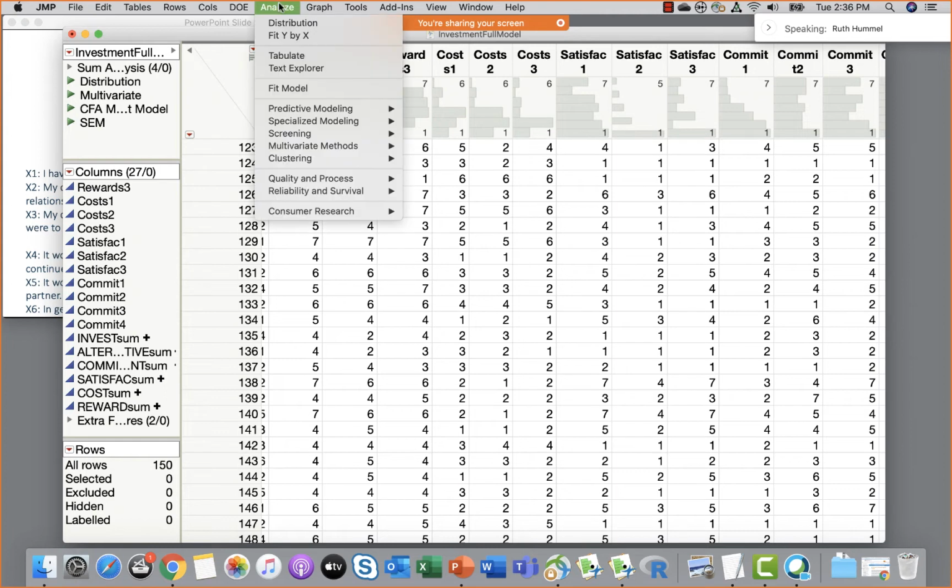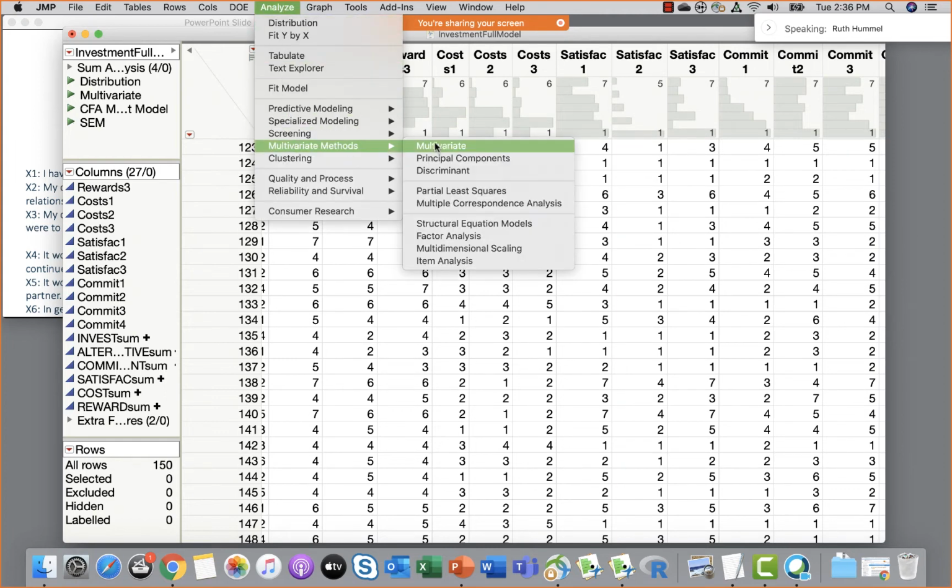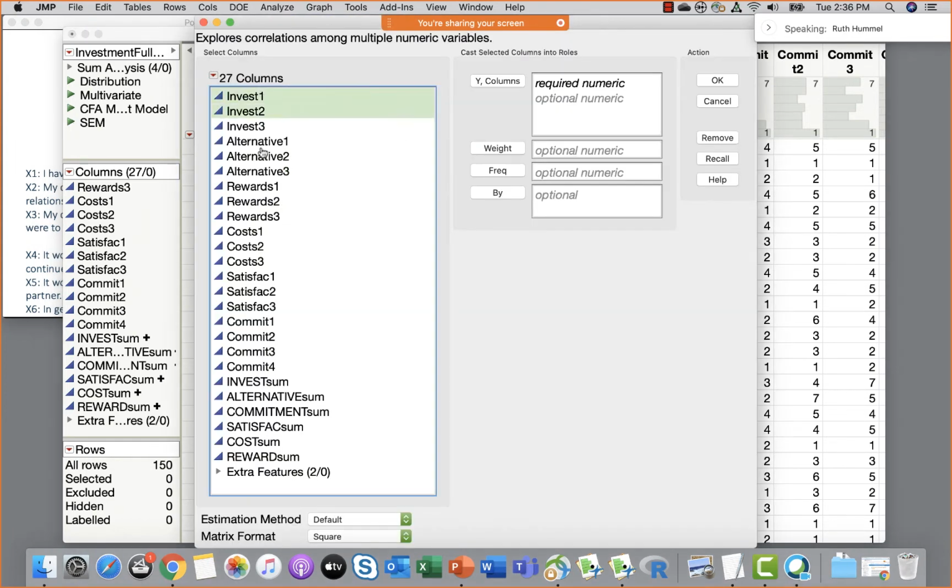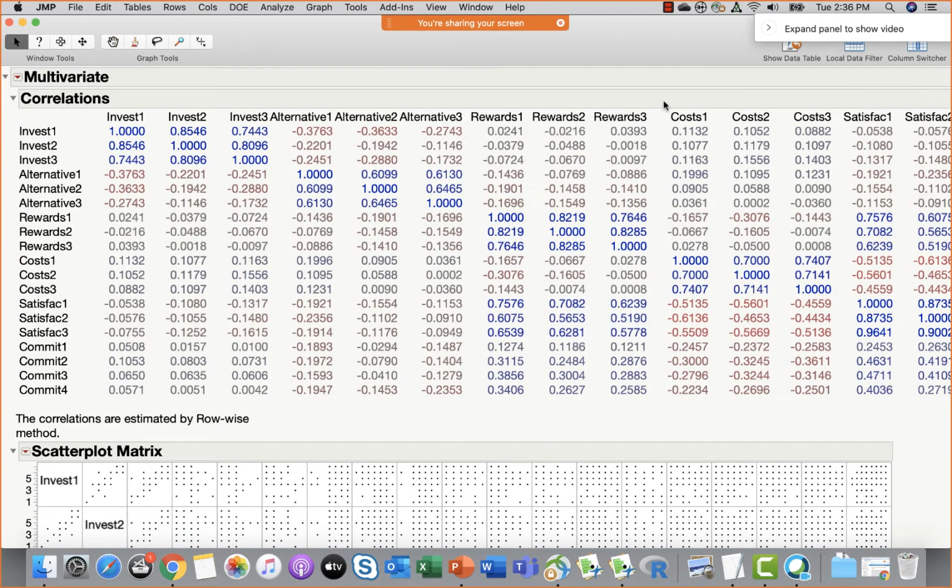Then the next thing we could do is go to multivariate methods, and we could take all of our measurements. I've got a couple of extra variables in this data set that are the sums of the 3 investment, the 3 alternatives, and the 3 rewards items: invest sum, alternative sum, etc. We could explore the data as sums instead, but I'll just use the original items.